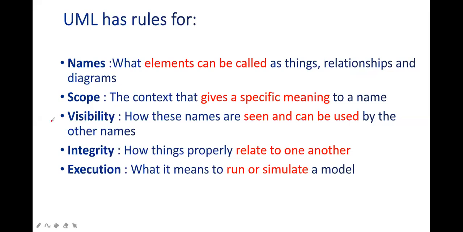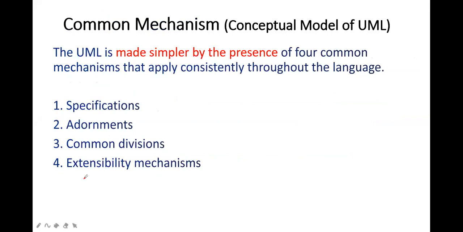Next one is visibility. Visibility is how these names are going to be seen by others or can be used by others. It can be like if I am saying there is a property or an operation which is public, which is private, which is protected. So all these are provided as visibility access. Fourth one is integrity. Integrity is how the things are related to one another. They should be related properly. And lastly, the execution. That means it is going to define what it means to execute, to run, or to simulate a model. So these are the basic rules of UML.